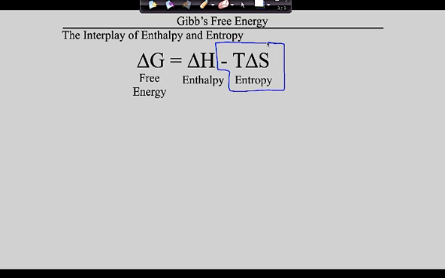But in the Gibbs free energy equation, what represents the entropy of the system? And that would be the negative T delta S.